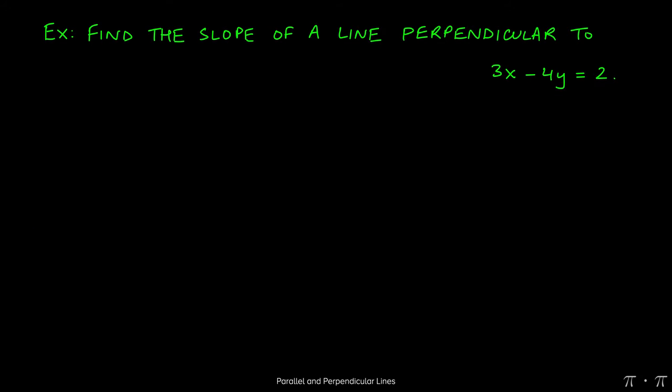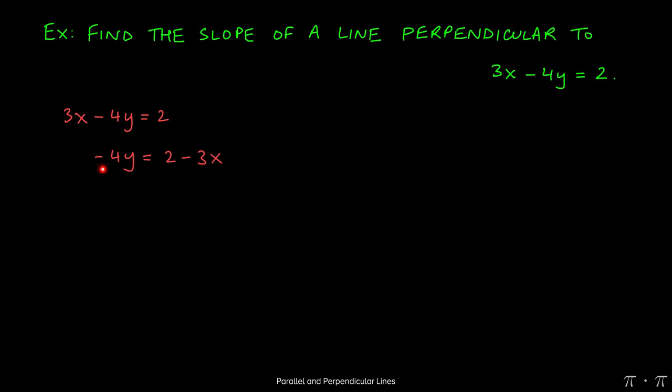Let's say we're asked to find the slope of a line perpendicular to 3x minus 4y equals 2. We start by trying to isolate for y so that we can find the slope of this line. We can subtract the 3x over to the other side and get negative 4y equals 2. When we move the 3x over to the other side, it will become a negative.